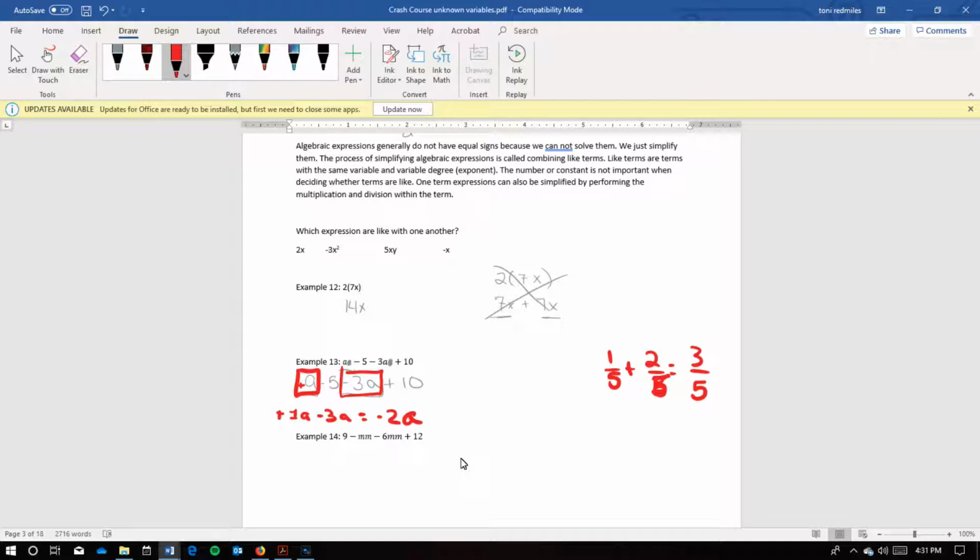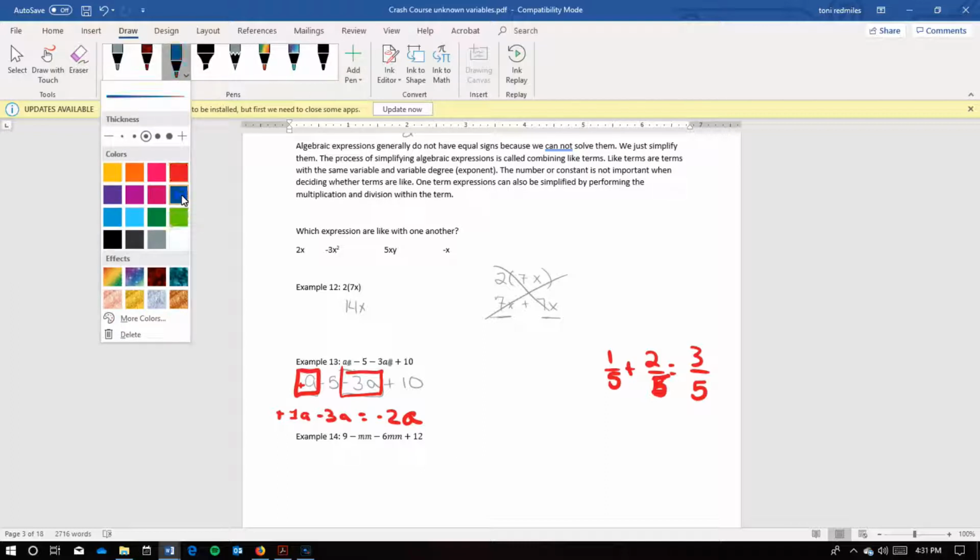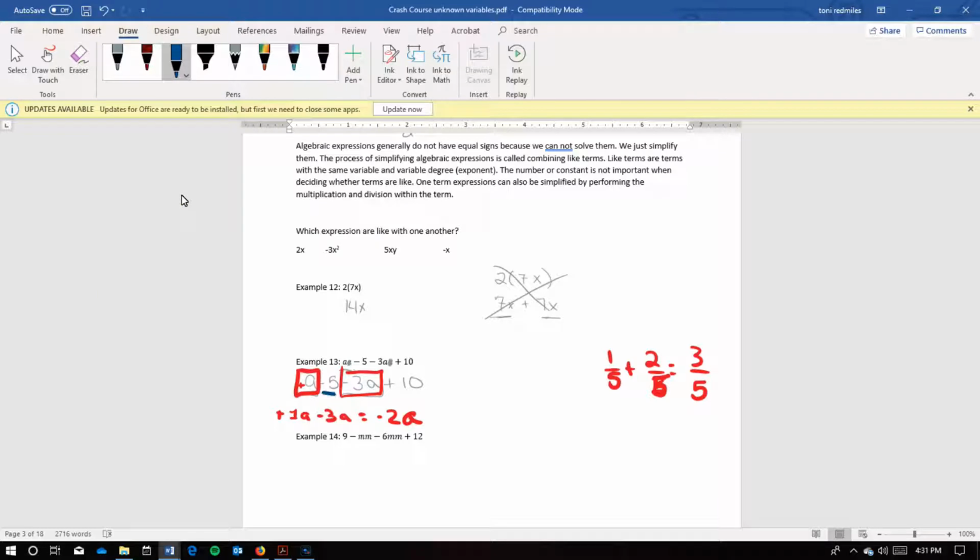All right, so we have some other like terms. Let me change my color. So I have a -5 and a +10. Because they lack variables, not terms, variables, they are also like terms because they lack a variable. So a -5 plus a 10, we should know our stuff now. That's going to be a 5. And it's going to be positive.